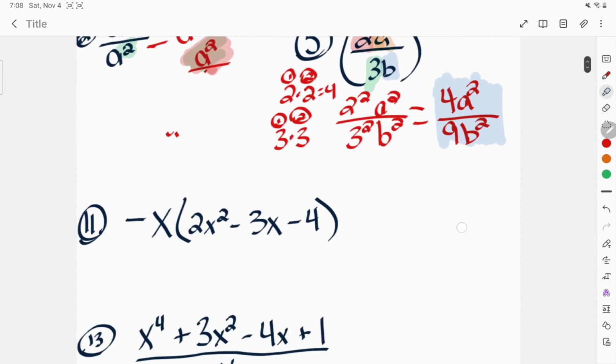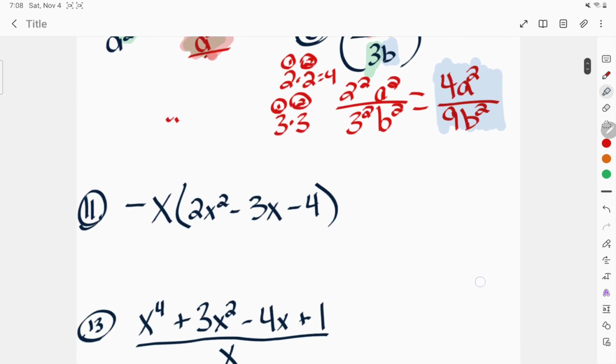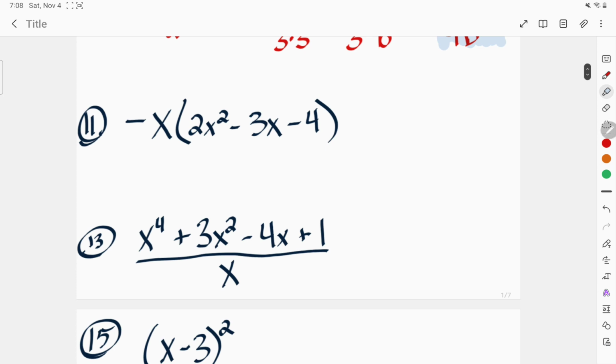Okay, so moving on to number 11, some that are a little bit more fun. We're going to multiply everything on the outside by everything on the inside. Let me change these colors just so you can see. Make a pretty rainbow there. Okay, so now we're going to start with that first term.